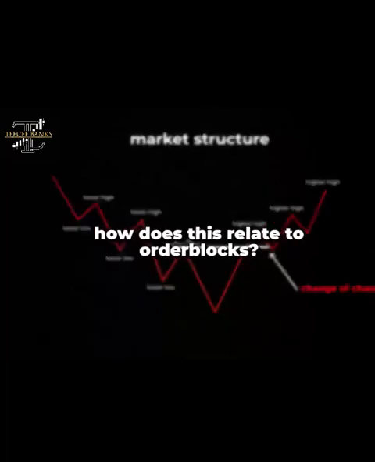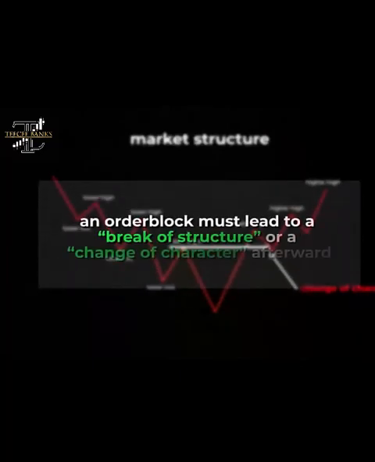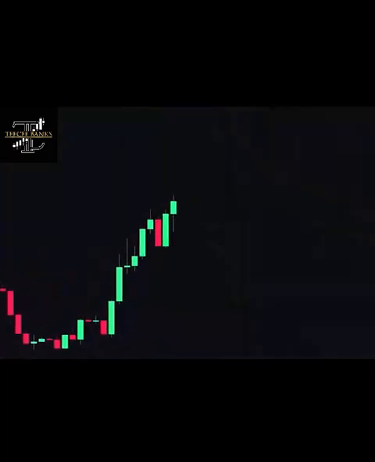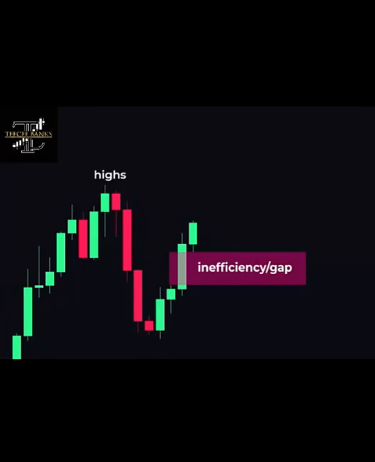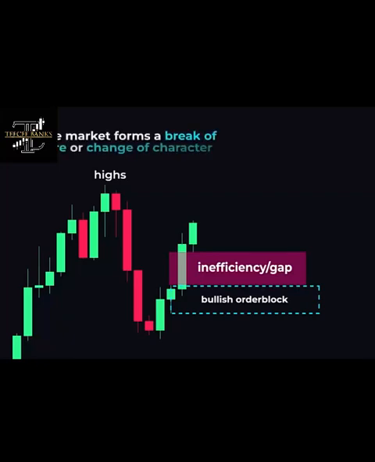Now, how does all of this relate to order blocks? For an order block to be valid, it must lead to either a break of structure or a change of character afterward. Let's see an example. In this chart, we see a significant upwards move, coupled with a gap or inefficiency. So there's a possible order block here. However, this doesn't mean we can immediately draw an order block, as we need to first see if the market forms either a break of structure or a change of character afterward.